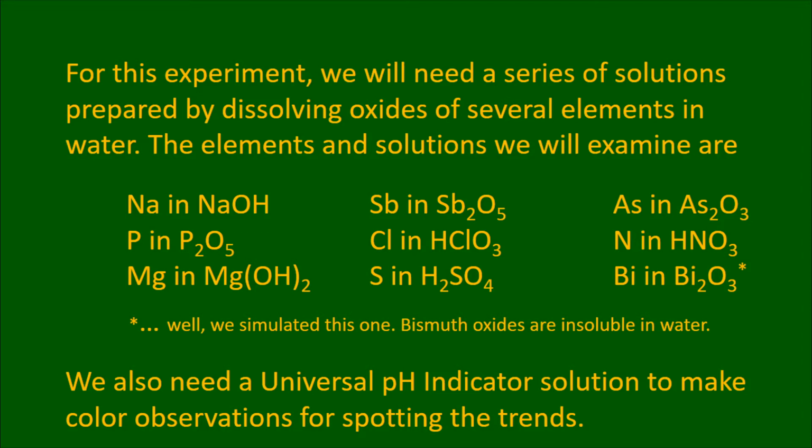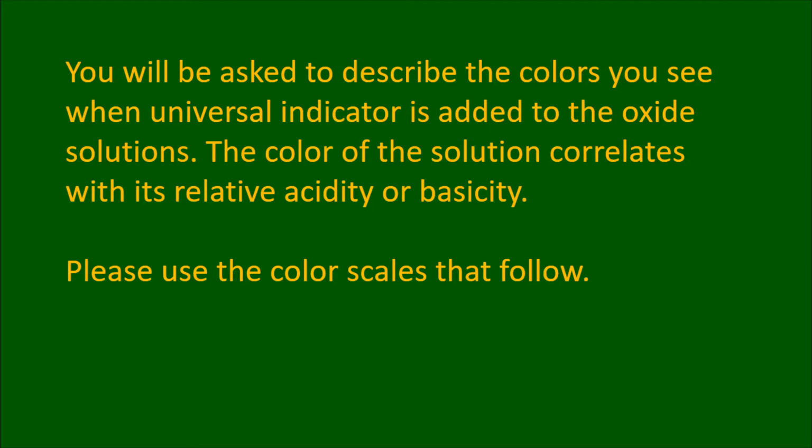We also need a universal pH indicator solution to make color observations for spotting the trends. You will be asked to describe the colors you see when universal indicator is added to the oxide solutions. The color of the solution correlates with its relative acidity or basicity. Please use the color scales that follow.